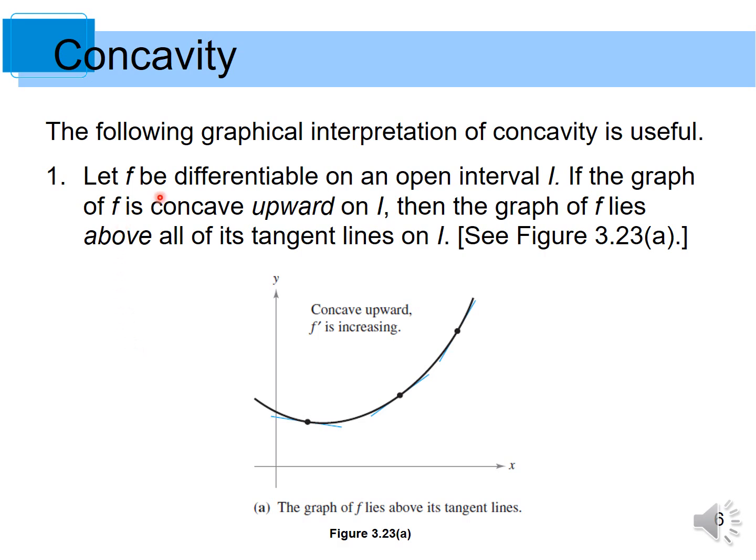Let f be differentiable on an open interval I. If the graph of f is concave outward on the interval, then the graph of f lies above all of its tangent lines on I. So this is a curve of concave outward, and f prime is increasing. So look at the tangent line. The tangent line is increasing.